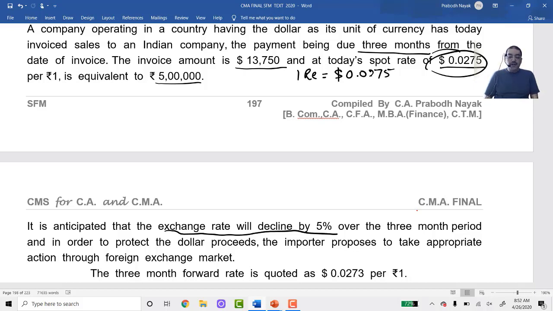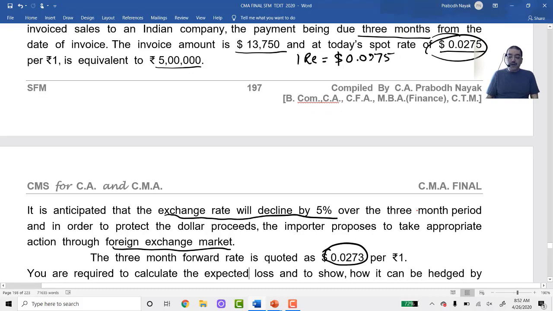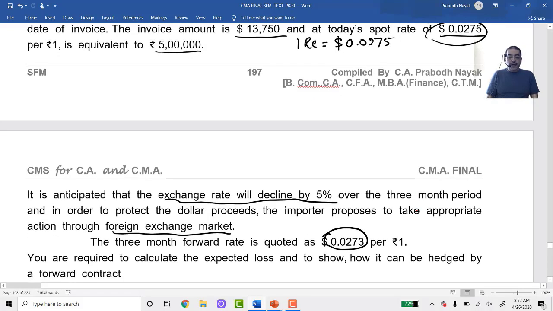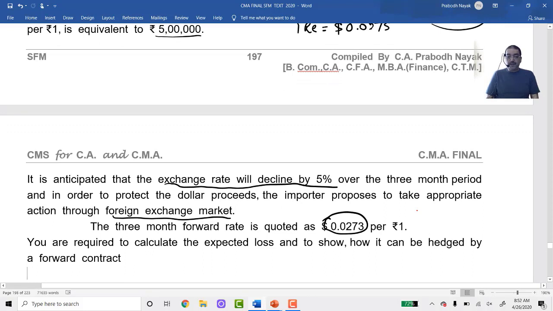Okay? Over the 3-month period, and in order to protect the dollar proceeds, the importer proposes to take appropriate action through the forex market. Forward rate is given to you. This is your forward rate, 0.0273. You are required to calculate the expected loss and to show how it can be hedged by a forward contract. So forward rate is given 0.0273. Spot rate is given 0.0275. Expected is to decline by 5%. So 3 rates are there: spot rate, forward rate, and expected spot rate in the future. Okay? So let us see how to solve this question.